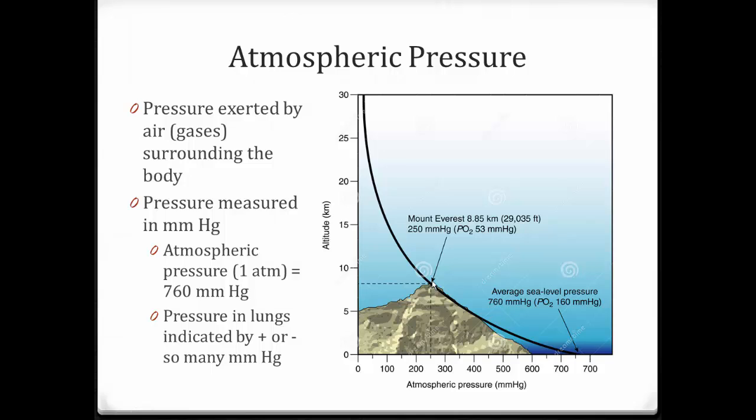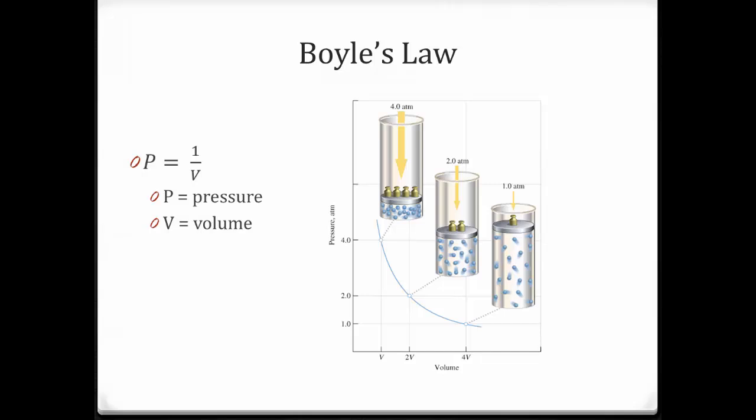The pressure in our lungs is sometimes indicated as a plus or minus so many millimeters of mercury. As I already showed you, the intrapleural pressure, that is the pressure inside the pleural cavity, is at a -4. So it's always 4 millimeters of mercury less than whatever the pressure is in our lungs.